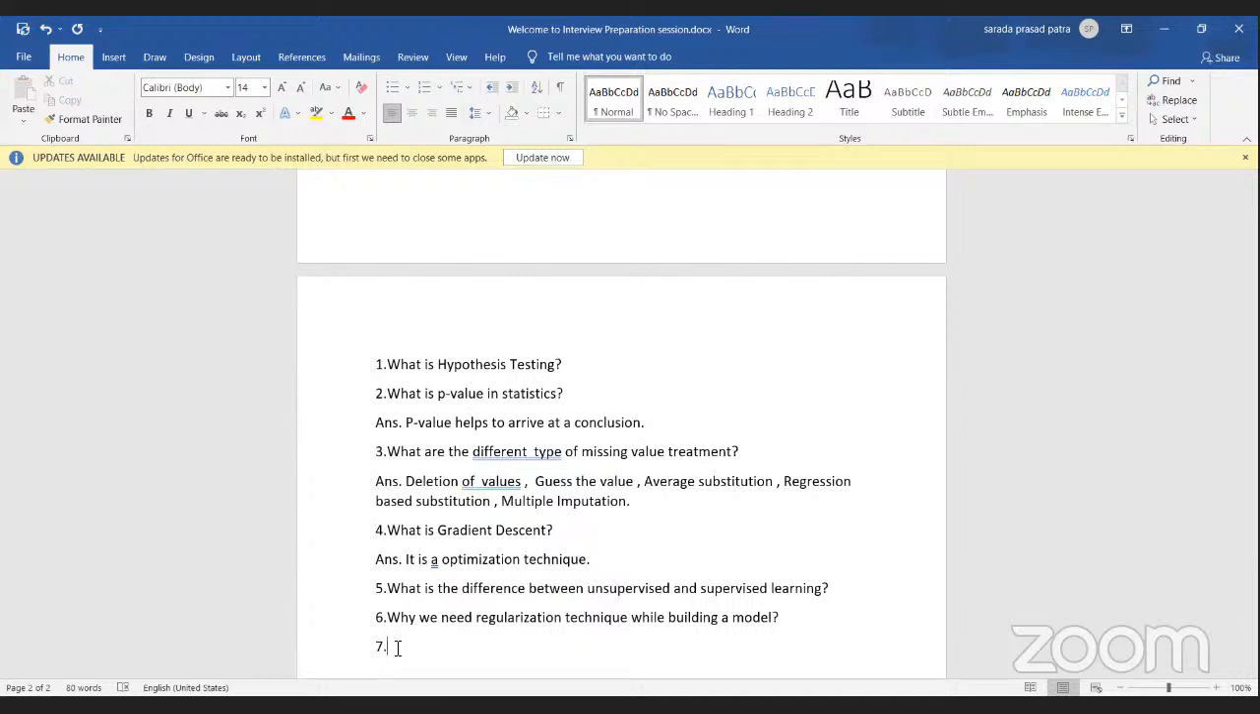Next question. What is the difference between bias and variance trade-off? What is the difference between bias and variance trade-off?